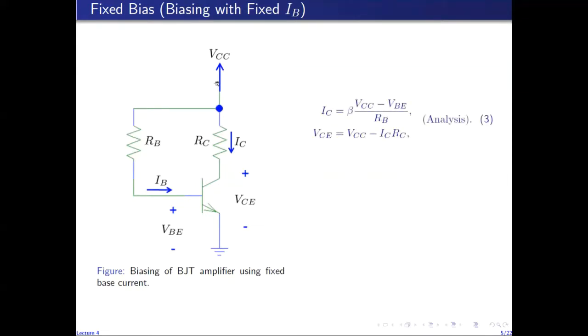So by writing the voltage equations around this loop, we can find the base current as VCC minus VBE over RB. And then we can multiply the base current with beta to get the collector current. So collector current is given by this equation.